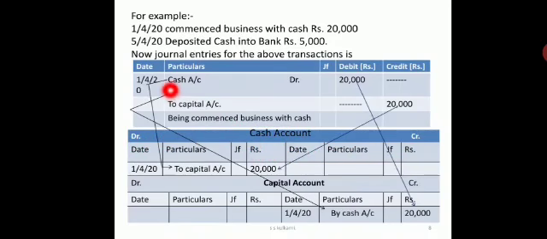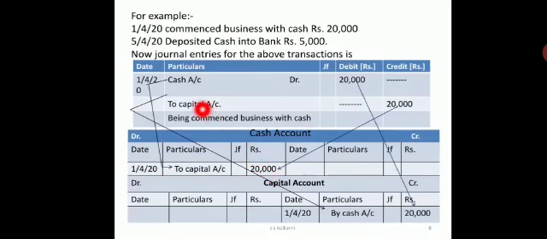Because cash account is appearing on the debit side of the journal, I will go to the debit side of the cash account and write the name of the capital account. I will write here "To capital account." So cash account is debited to capital account. How will I read it? Cash account debited to capital account 20,000.